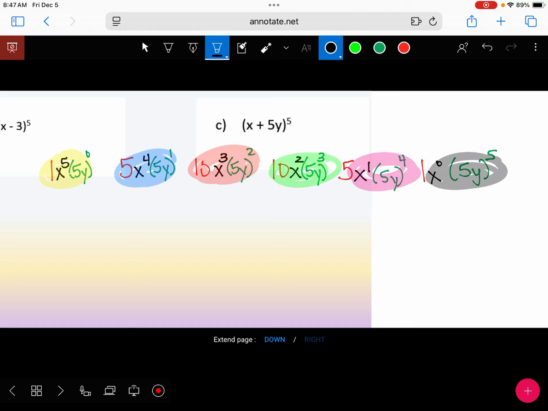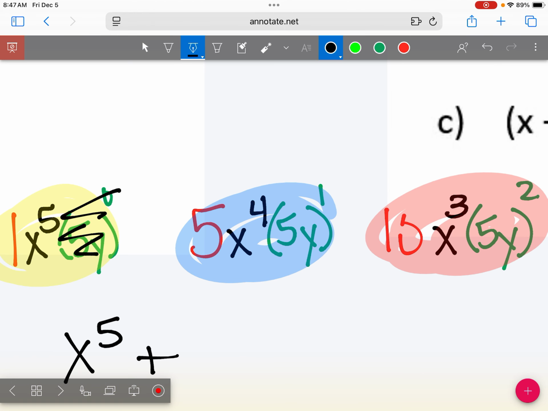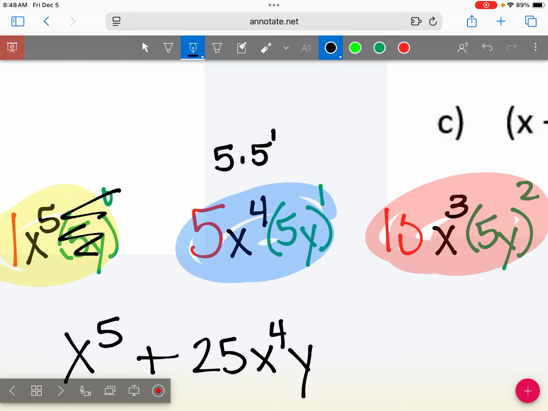So let's just go one by one. Starting off with the yellow. First of all, that 5 to the 0 is going to go away. Cross that out. So my first is just going to be x to the 5th. Bring down your plus sign. Now, realize that in this term, I have to multiply 5 times 5 to the 1st. And 5 times 5 to the 1st is 25. But I also have 4 x's, and I do have 1 y. Bring down your plus sign.